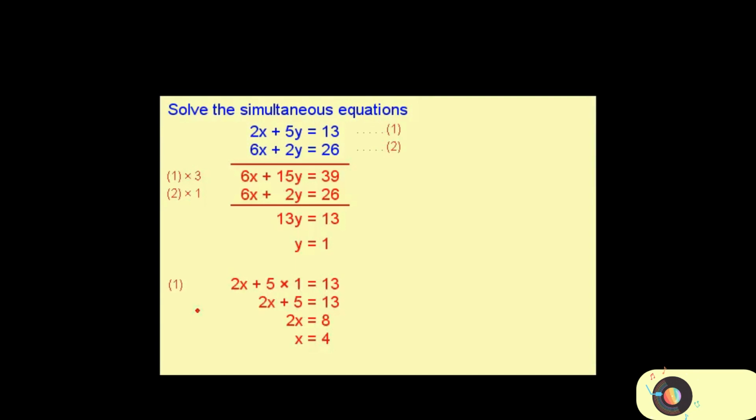There are many different ways you could get these answers. I've multiplied the first equation by 3 and I've multiplied the second equation by 1, which has effectively left it as it is. I'm then going to eliminate x by subtracting. This gives me the answer y equals 1. Substitute this into the first equation and I get the answer x equals 4.